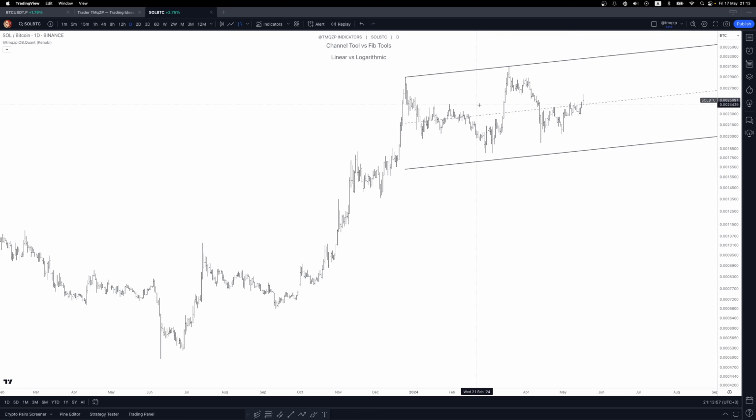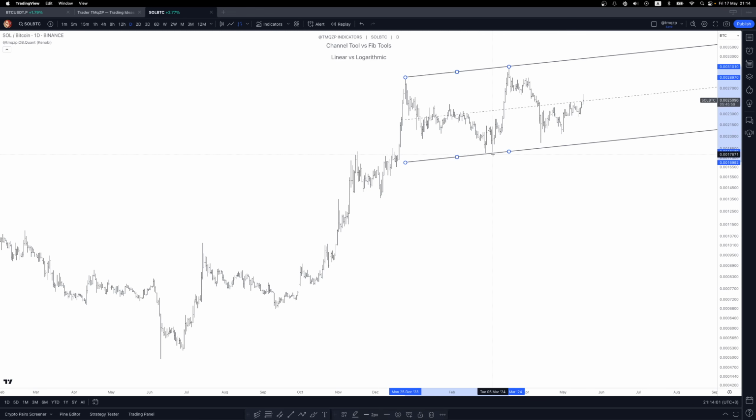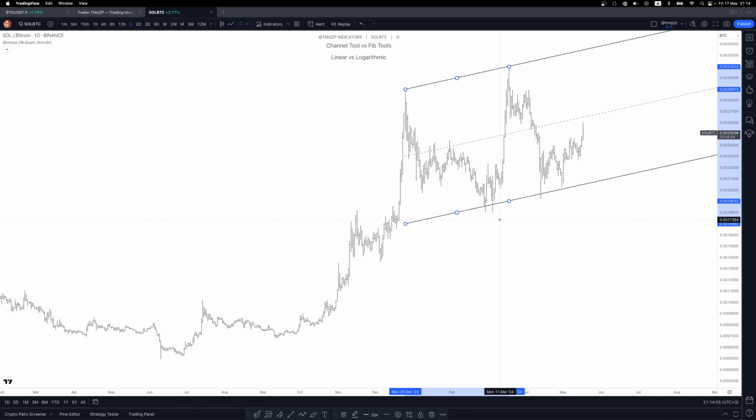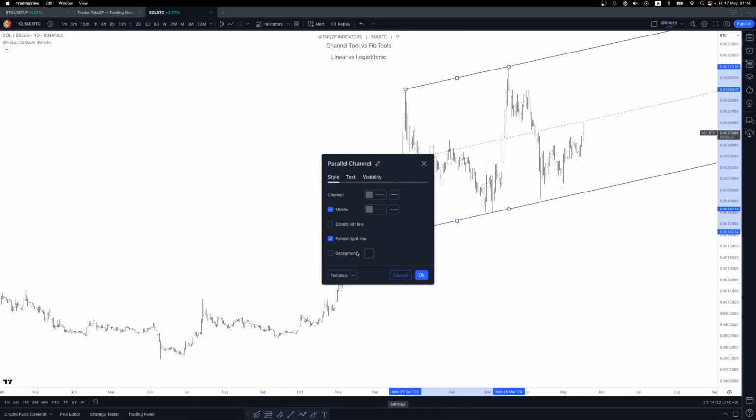It no longer represents the channel that I was looking for. I have to now manually adjust it to where it was. Now it's aligned again. And if I switch back to linear, there we go, now the line doesn't line up with the wick anymore. Now I have to readjust it again. It's really annoying. So that's basically the main reason why I do not like the channel tool and why I prefer to use the Fib tools.